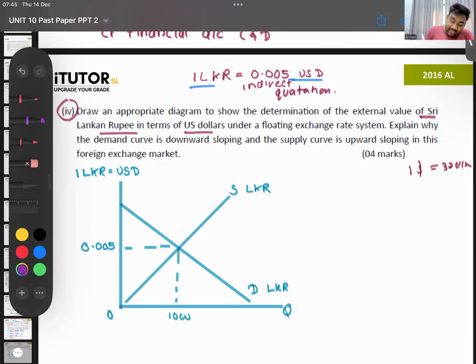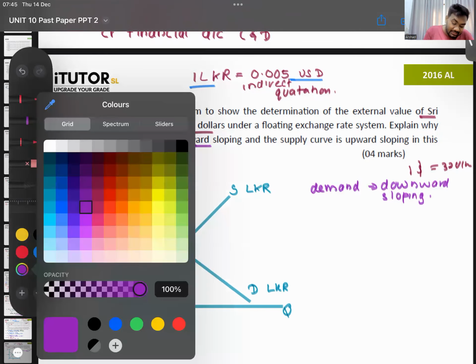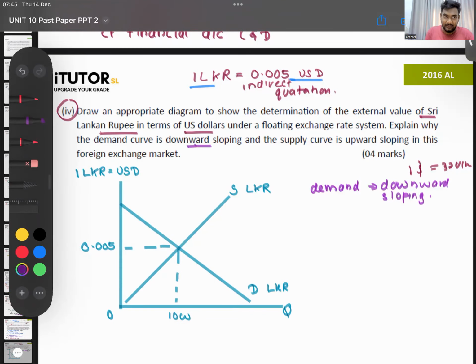Now they are asking, explain why the demand curve is downward sloping. Why is the demand downward? We'll try to think of this. Can you tell me the demand for the Sri Lankan rupee comes from what and what? When is the Sri Lankan rupee demanded? Sri Lankan rupee is demanded whenever we get money, no?